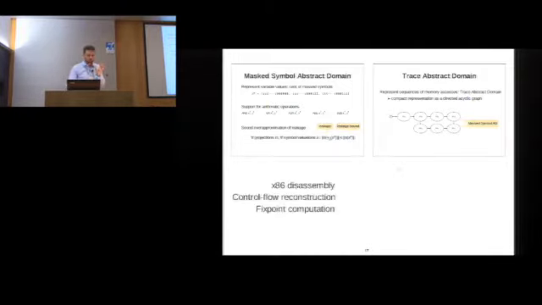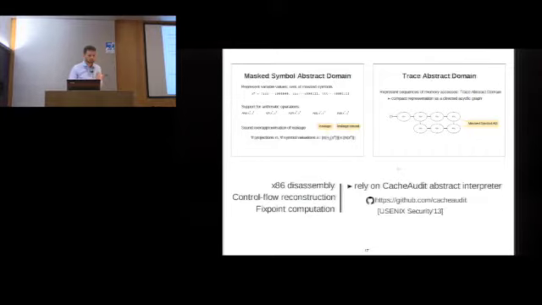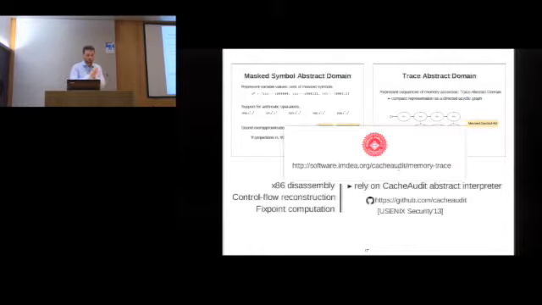All right, so the remaining elements that we need to perform our analysis are x86 disassembly, control flow reconstruction, and fixed point computation. So for this, we rely on the infrastructure of the CacheAudit abstract interpreter. It's an open source tool that we had previously been also working on. And so our tool passed the evaluation, and the source code is available online.